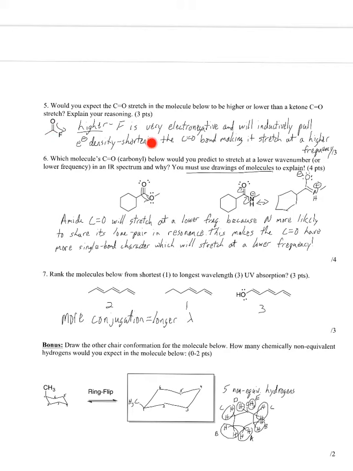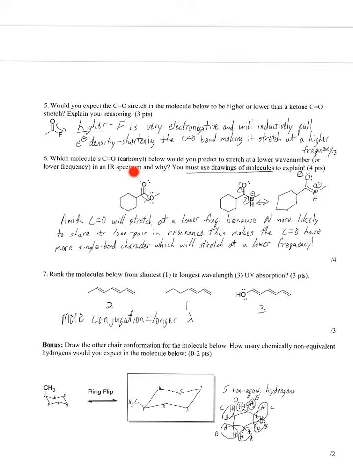Because F is very electronegative, it will inductively pull electron density, shortening the CO double bond, making it stretch at a higher frequency, because it's shorter, it's going to stretch much faster. It's all about induction in this case. Fluorine does have lone pairs, and resonance is possible, but it's just not as likely. Induction is much more likely. Fluorine is very electronegative.